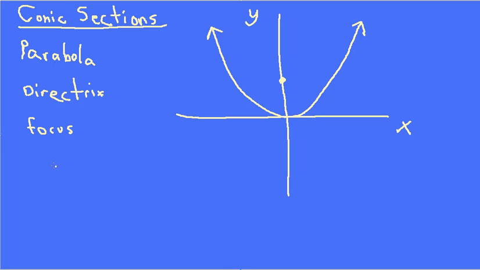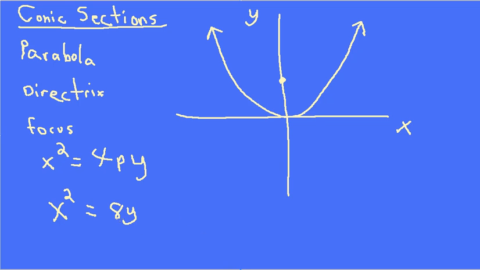Here's the general equation for this type of parabola. It's x squared equals 4py. This is just the general form of the equation for a parabola, and p represents the distance from the vertex to the focus. For example, if I were to give you the equation x squared equals 8y, in this case, p is 2.